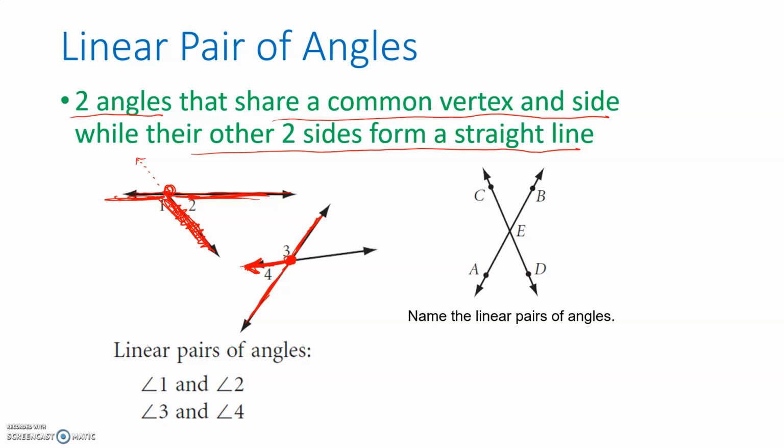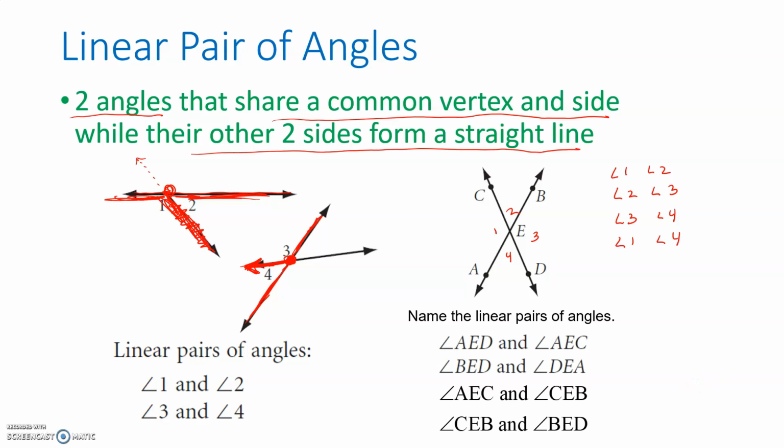Okay, so now name the linear pair of angles here. I'll do it with numbers, even though the answers are going to be in letters. Angles 1 and 2. Angle 2 and angle 3 are another pair of linear pairs of angles. Angle 3 and angle 4 are a linear pair of angles. And angle 1 and angle 4 are a linear pair of angles. And down there I just have them listed with letters.